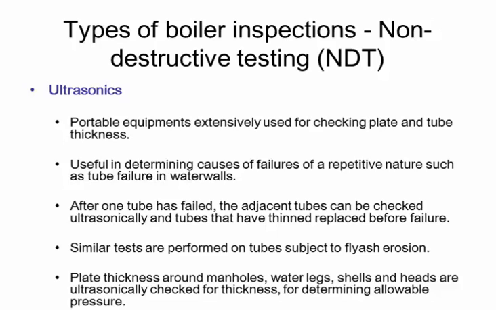After one tube has failed, the adjacent tubes can be checked ultrasonically and tubes that have thinned replaced before any failure. Similar tests are performed on tubes subject to fly ash erosion as well in power stations. Plate thickness around manholes, water legs, shelves and heads are ultrasonically checked for thickness for determining allowable pressure.